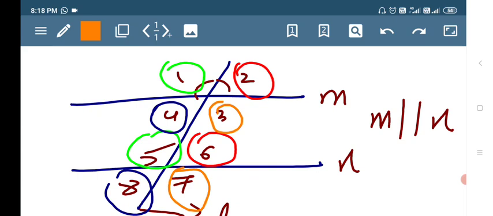So in the next class we will discuss the same concept. We will discuss alternate interior angles, alternate exterior angles, interior angles on the same side of the transversal, and vertically opposite angles.